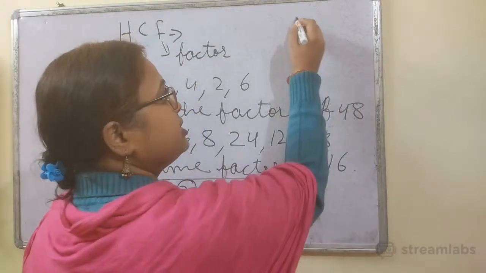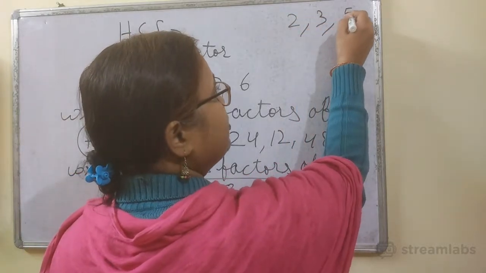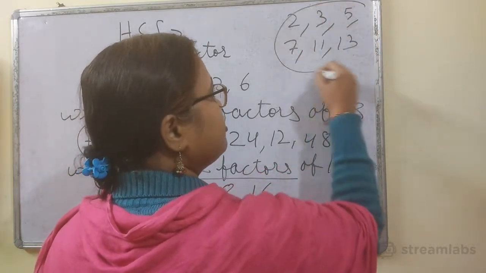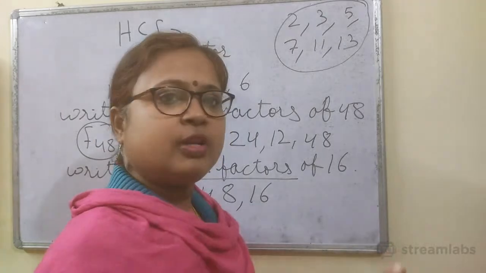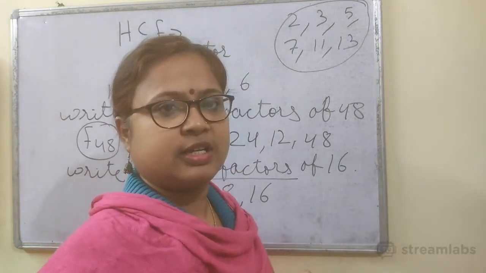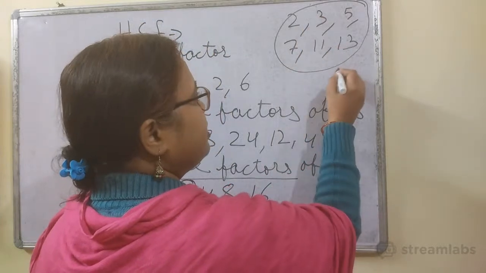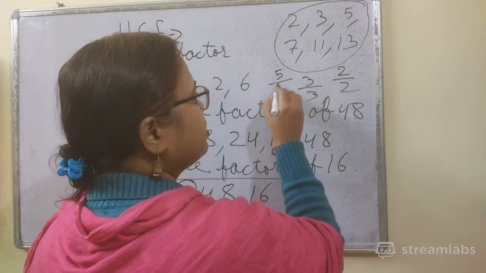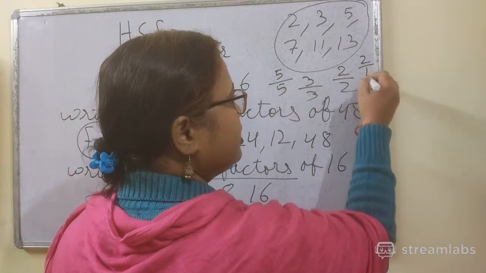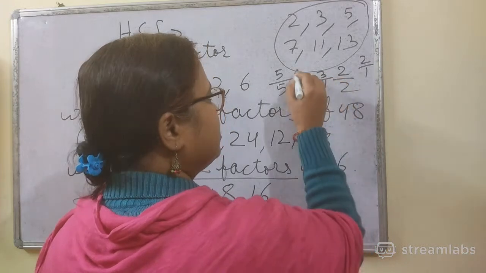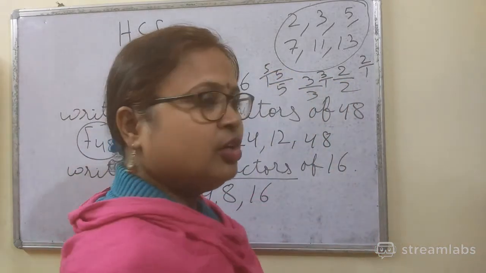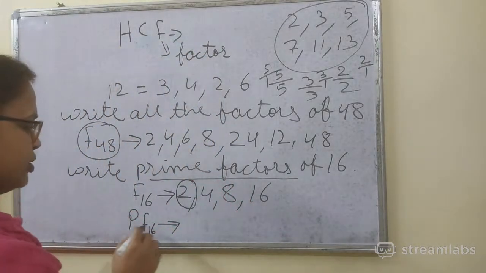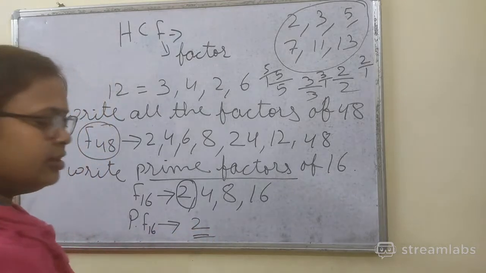For example, 2, 3, then 5, 7, then 11, 13. So these numbers are only divisible by 1 and the number itself. Okay. So 2 is divided by 2, 3 is divided by 3, 5 is divided by 5, and 2, 3, 5 are divisible by 1. So these are examples of prime numbers. So here the prime factor of 16 is what? Then you will write the answer 2.